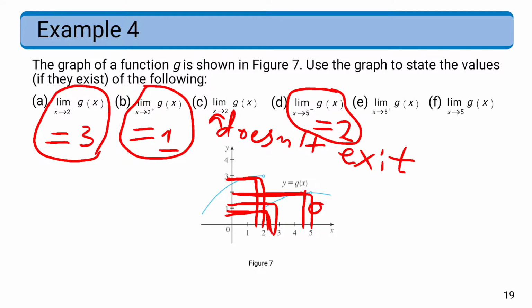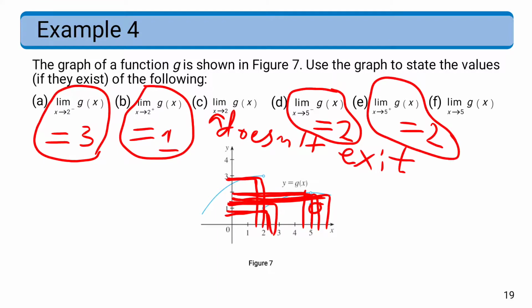Let's approach the same from the right. If you approach from the right, you try from far and then you get closer. You find that even from the right, with my bad drawing, as we get closer, you are getting closer and closer to 2. So from the right it is also 2. That's what we deduce from the graph.